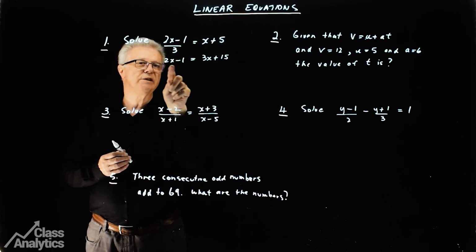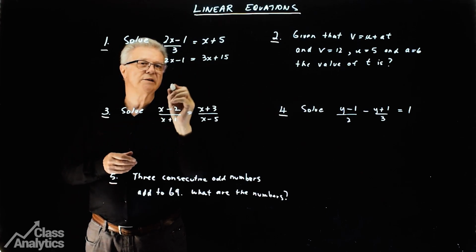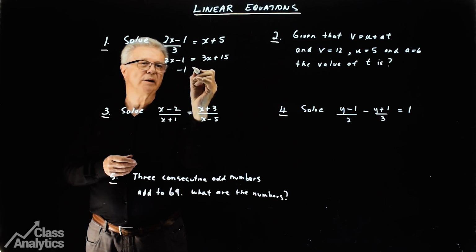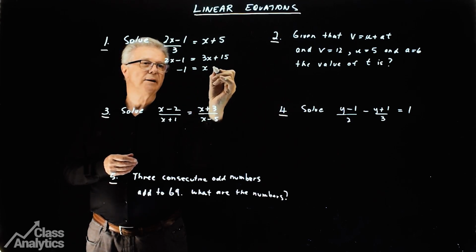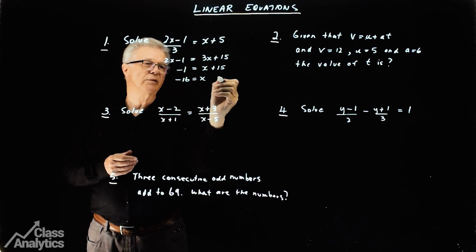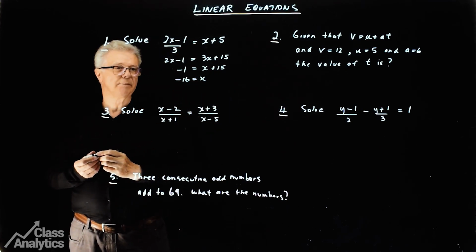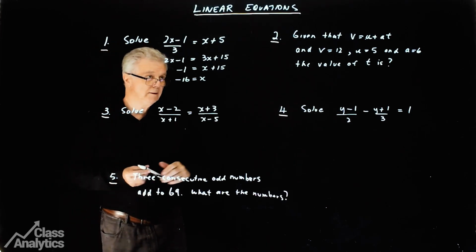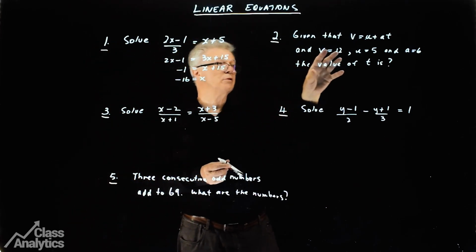Now I can move this way, but that will give us a negative result. So I'm going to subtract 2x from both sides here. Minus 1 equals 3x take away the 2x is just 1x plus 15. And then I'll subtract 15 from both sides, and I'll get minus 16 equals x, or if you like, x equals minus 16.